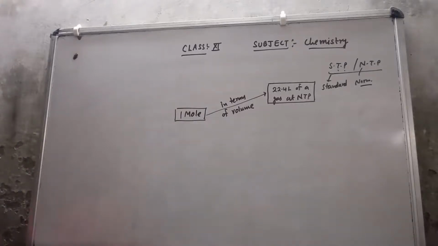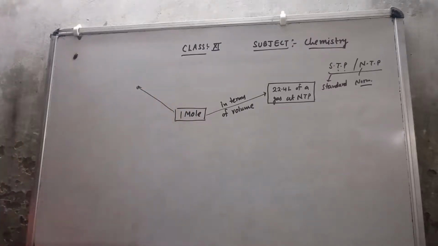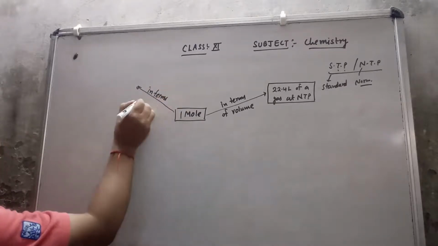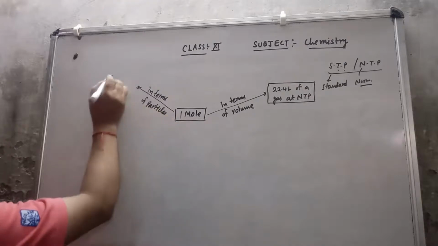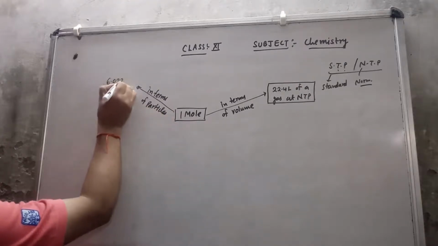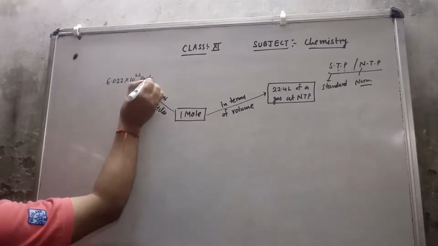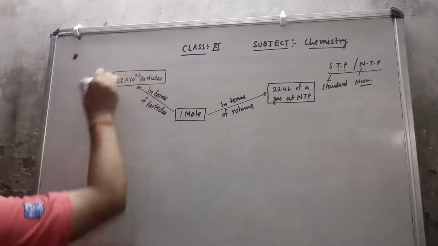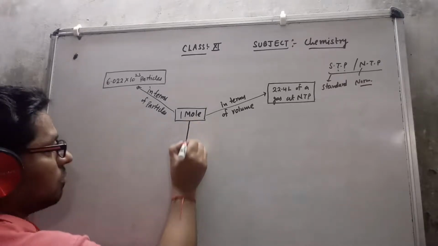If it is measured in terms of particles, then this will be equal to 6.022 into 10 raised to the power 23 particles. Now suppose I measure in terms of mass.